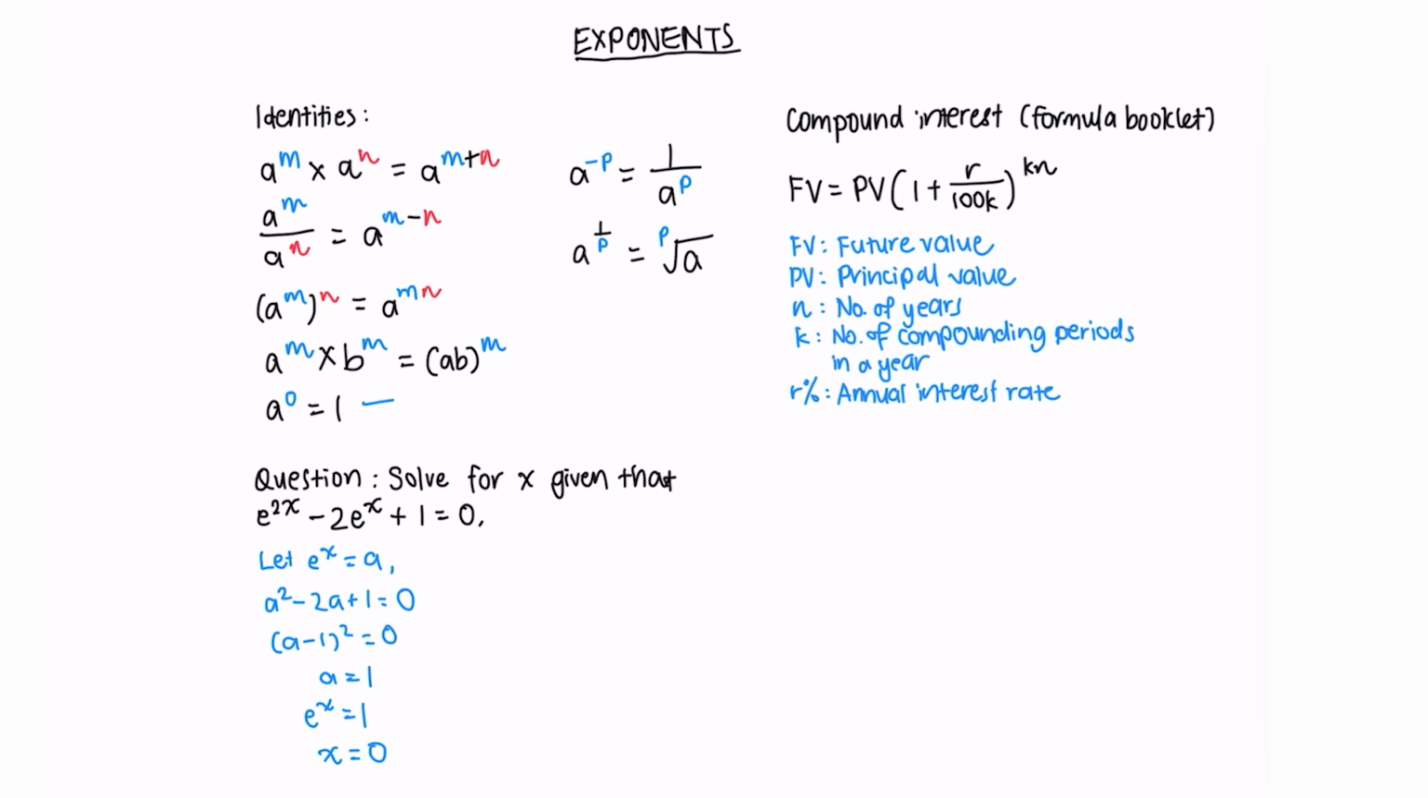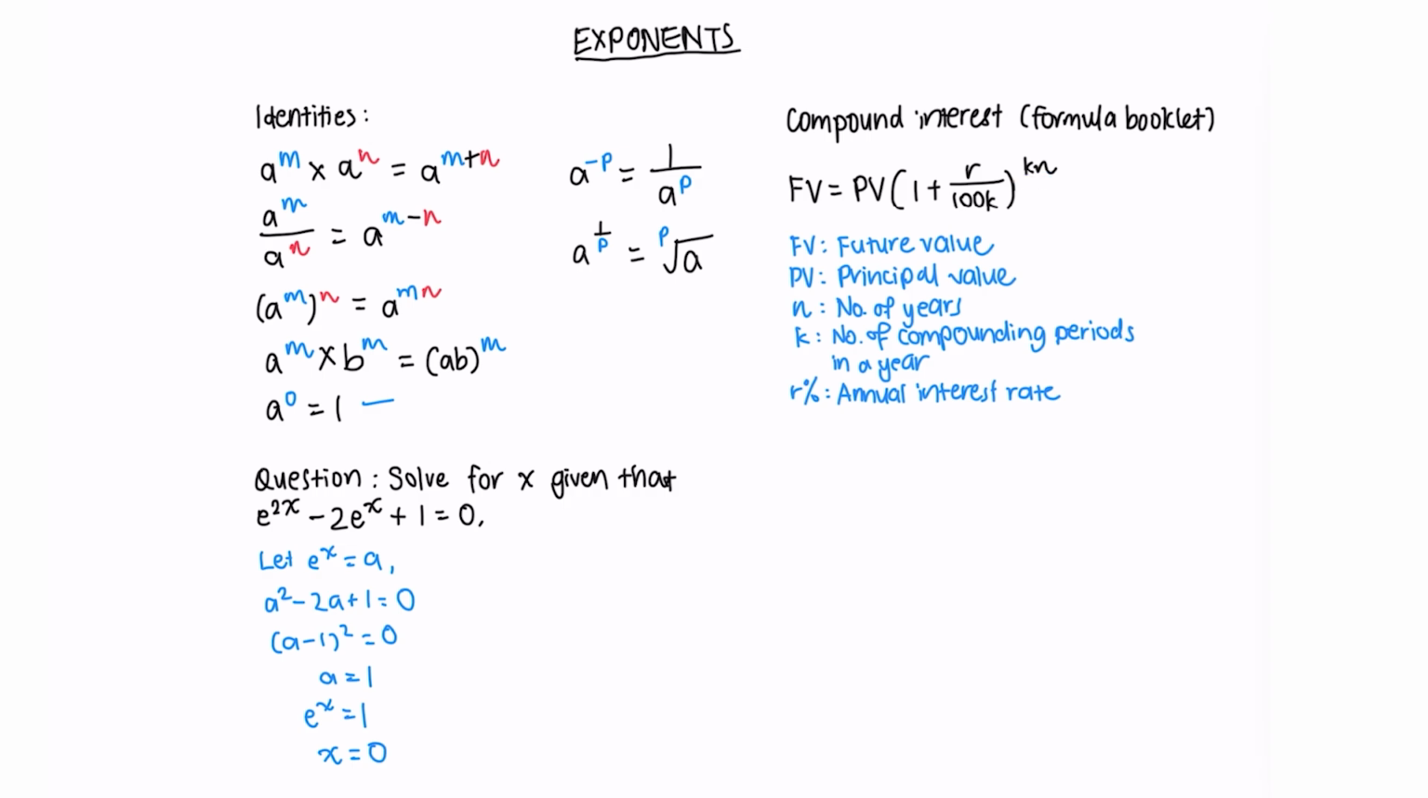The next part of exponents is compound interest. This formula will be in your formula booklet, so don't worry, including all these over here, so you don't really have to memorize them. So what does it state? It states that the future value equals the principal value times this multiplier to the power of kn.